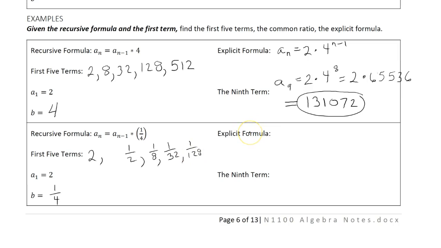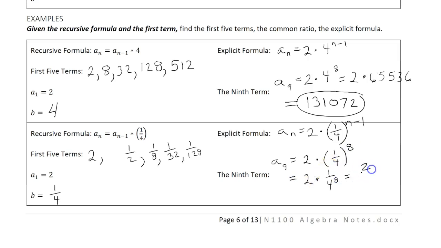The explicit formula for this would be a sub n equals the first term, which is 2, times 1/4 to the power of n minus 1. Using the explicit formula, we can find the ninth term. A sub 9 equals 2 times 1/4 to the 8th power. This equals 2 times 1 to the 8th over 4 to the 8th.